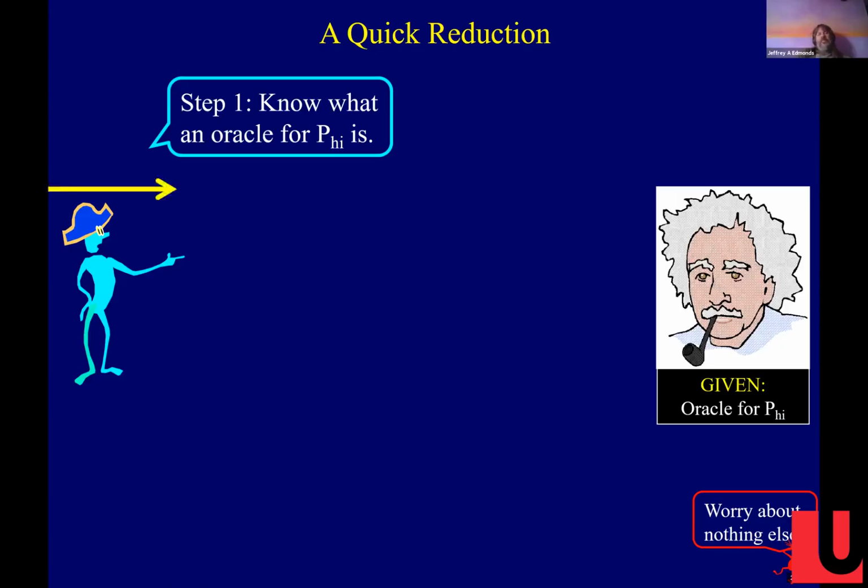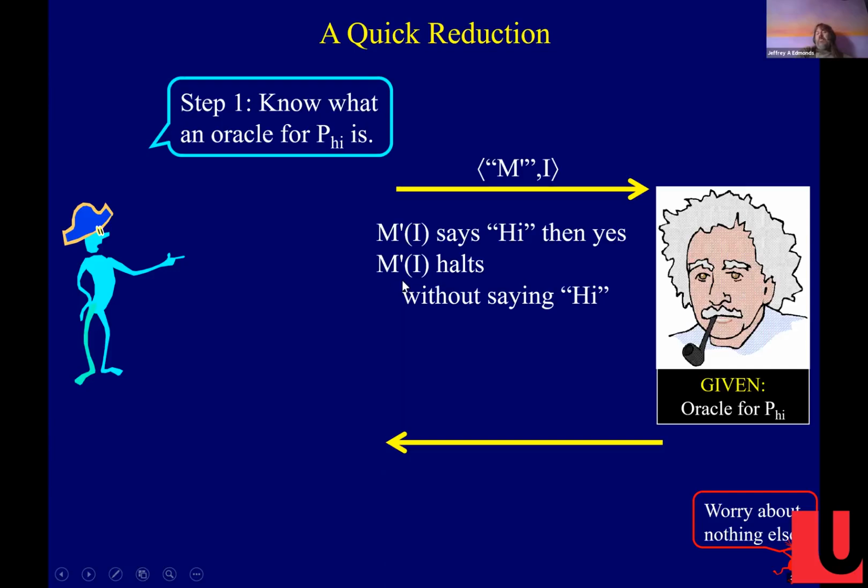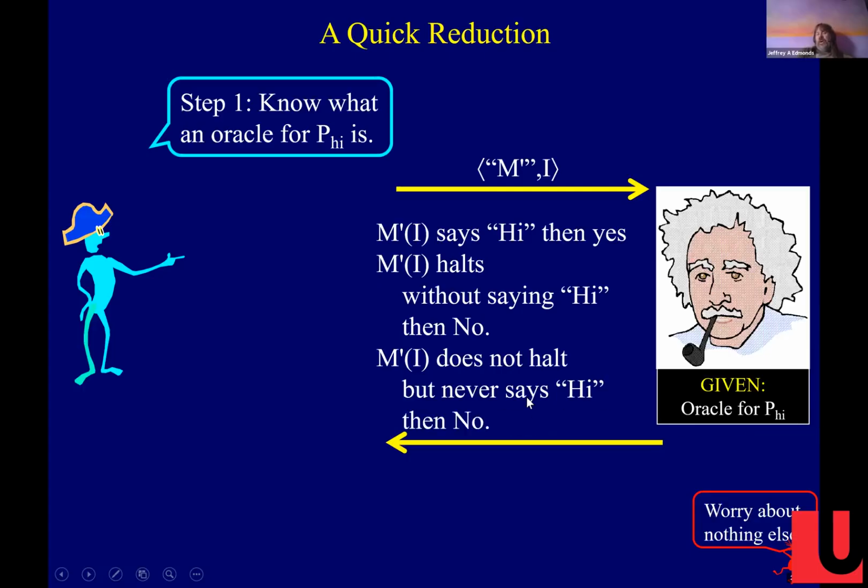And what does Einstein do for me? You give him the description of a Turing machine and an input, and he'll tell you maybe yes, that M does say hi, or maybe he'll say no, M halts without saying hi, or maybe he'll say, hey, M doesn't ever halt, but even though it runs forever, it still never says hi. So he'll say no, right?